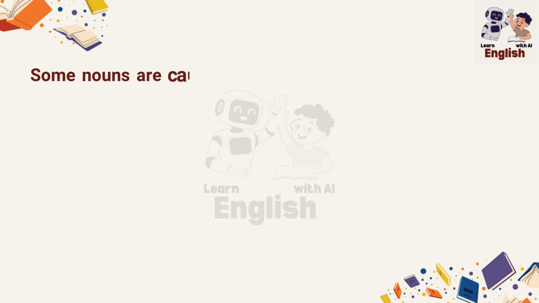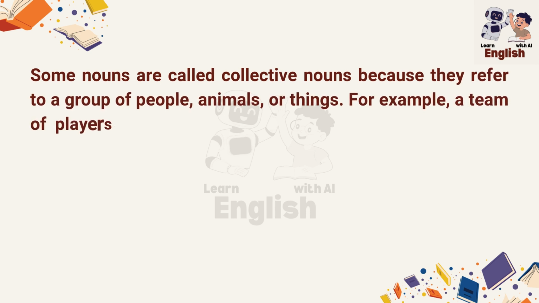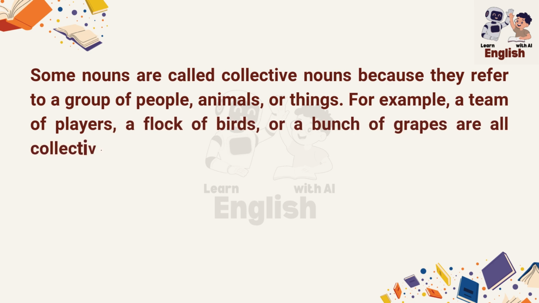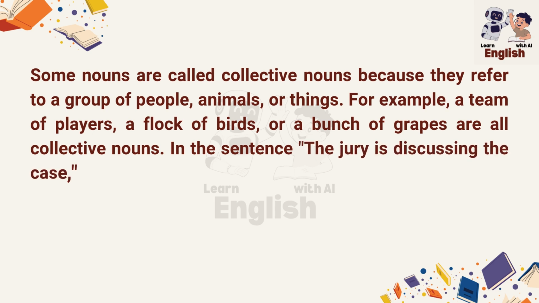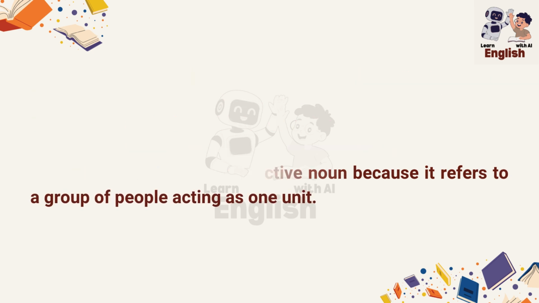Some nouns are called collective nouns because they refer to a group of people, animals, or things. For example, a team of players, a flock of birds, or a bunch of grapes are all collective nouns. In the sentence, "The jury is discussing the case," the word jury is a collective noun because it refers to a group of people acting as one unit.